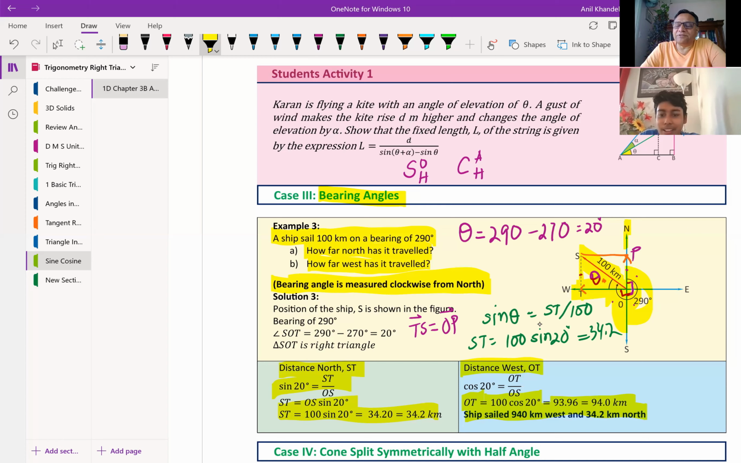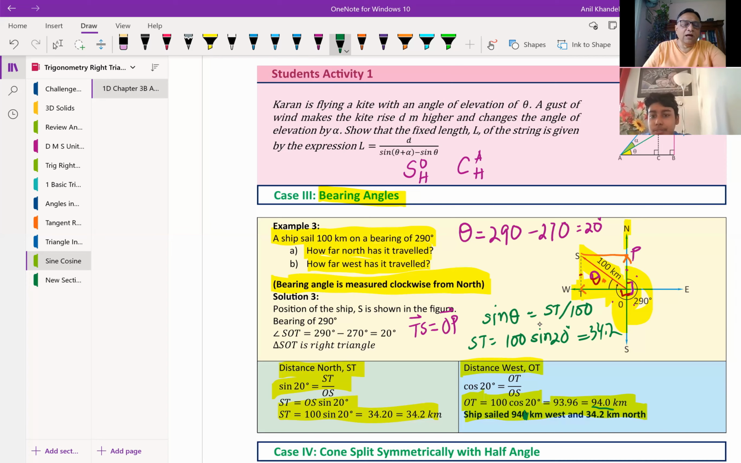Sir, I think there was a typo because it says 940 kilometers west. Do you mean 94 kilometers west? Yeah, 94. So it's 94.0 kilometers. Correct. Thank you. The decimal should have been there, which I missed. Right, good. So do you understand now the bearing angle also, right?